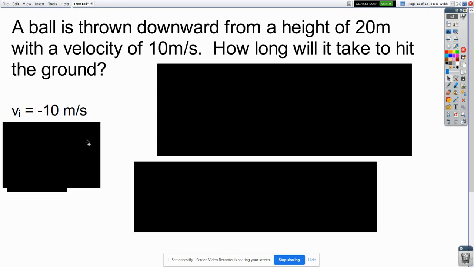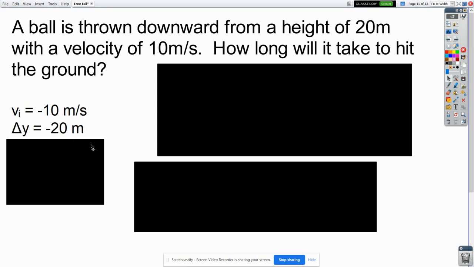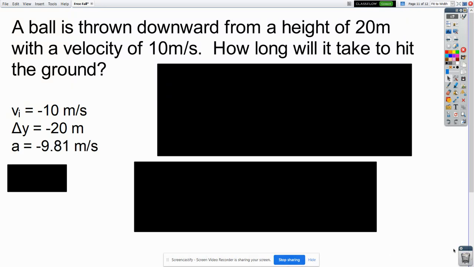It's falling 20 meters, so delta y is negative 20 meters. Again, downward is always negative. Throwing it down, negative 10 meters per second. Going down 20 meters is negative. The third number is a hidden number. That's the acceleration, negative 9.81. How long will it take? T.